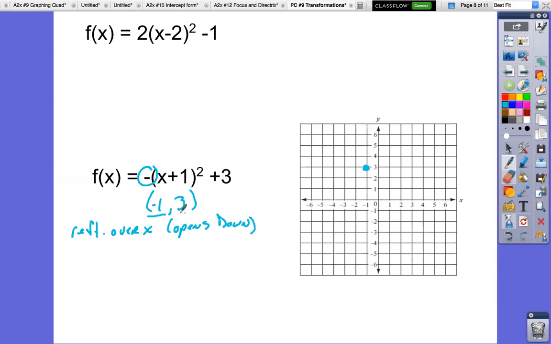And it's moved right 1? Right? It's negative, so left 1, and then up 3. So this is basically just tying together all of the h and k. It's always, always, always the opposite of what's happening to x. That's your h value, and then k's out here. So left 1, up 3, and I know it opens down.